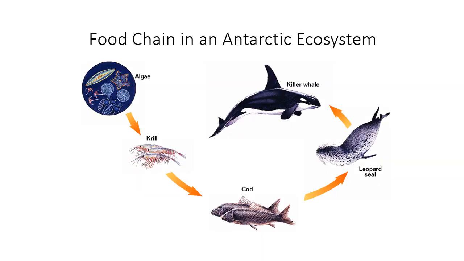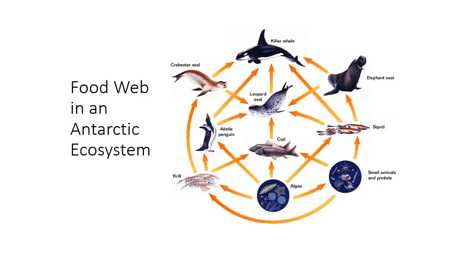So here we have a food chain of an Antarctic ecosystem. We have the algae going to the krill, krill going to the cod, cod to the leopard seal, to the killer whale. So here we have a food web. If we look, the food web shows all the different interacting bits and who eats who.